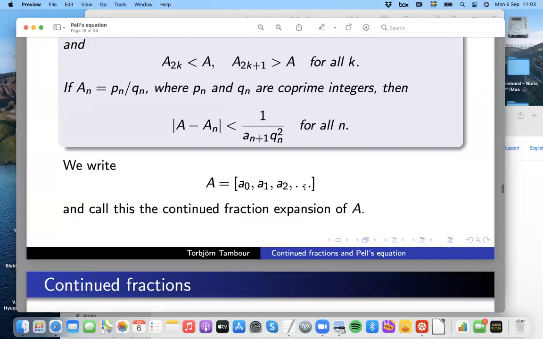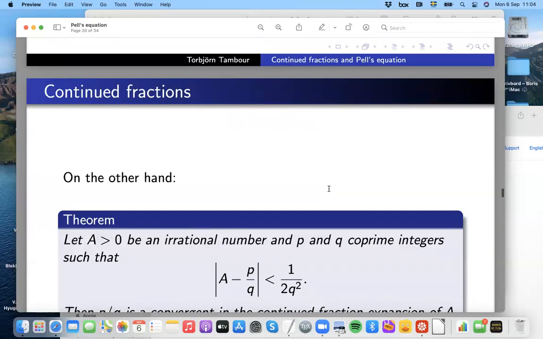Okay, so in any case, we can associate to a positive real number A this infinite sequence of integers, in general, if A is not rational, and it's called a continued fraction expansion.